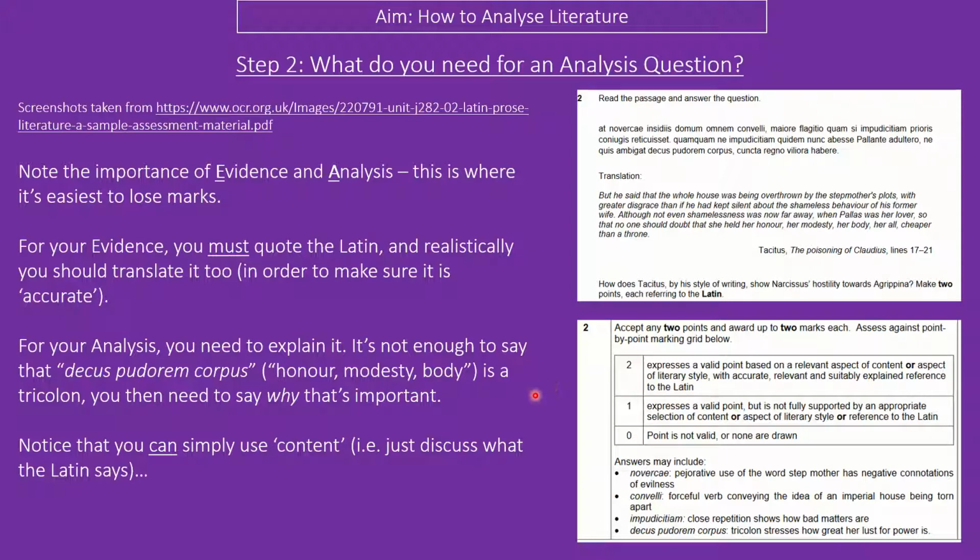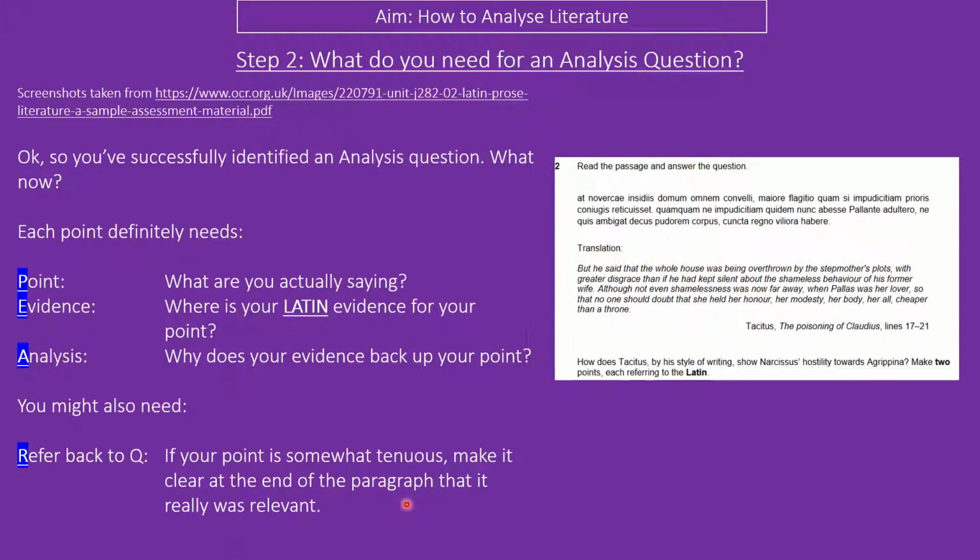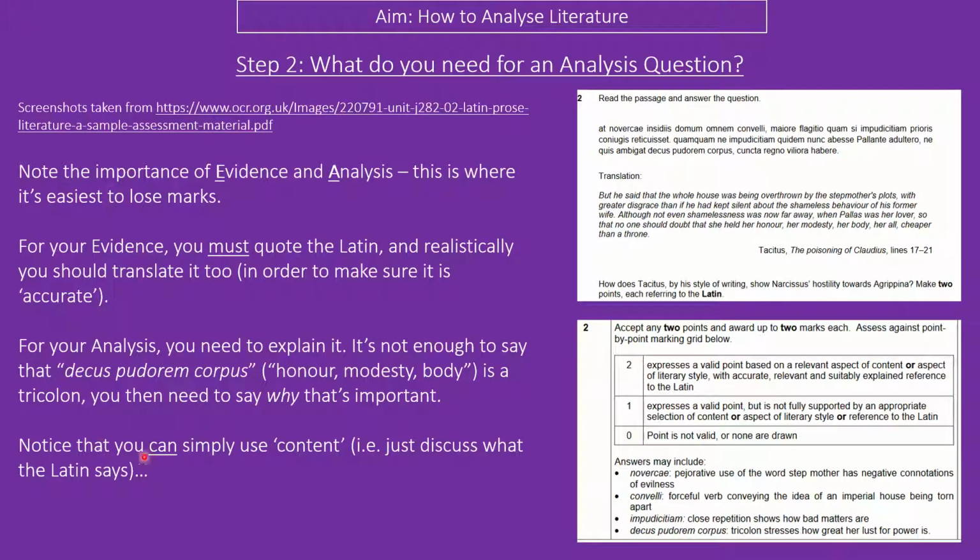For your analysis, you need to explain it. It's not enough to say that decus pudorem corpus, her honour, her modesty, her body, is a thing. It's like, okay, cool, why do we care? Well, we could say in our point that Agrippina is willing to sell everything to gain power, and so here the tricolon stresses how great her lust for power is. So make a point, give your evidence, analyse that point.